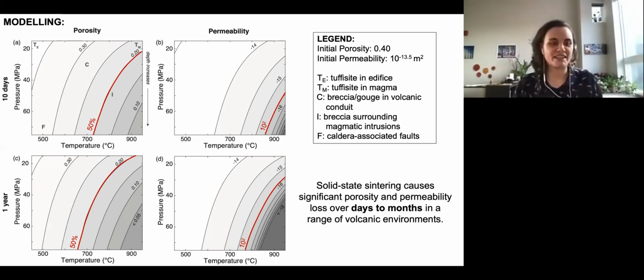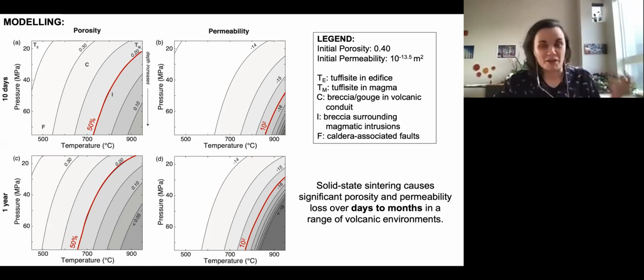I'll remind you again that the timescales that we're concerned about in volcanic environments are those that range from months to decades. And so these are very significant results indicating that solid state sintering actually can cause significant porosity and permeability loss on the timescale relevant for many volcanic processes.